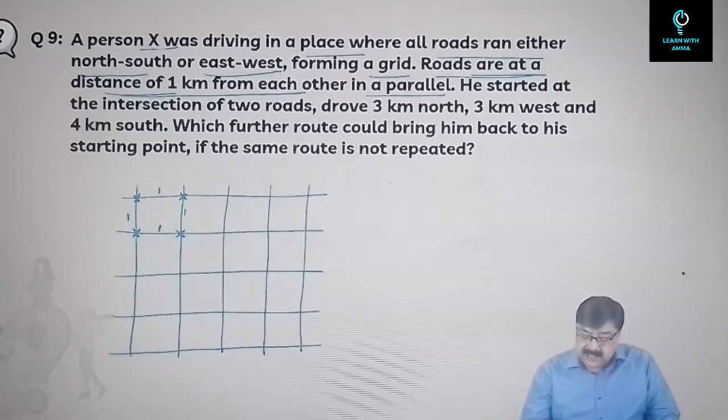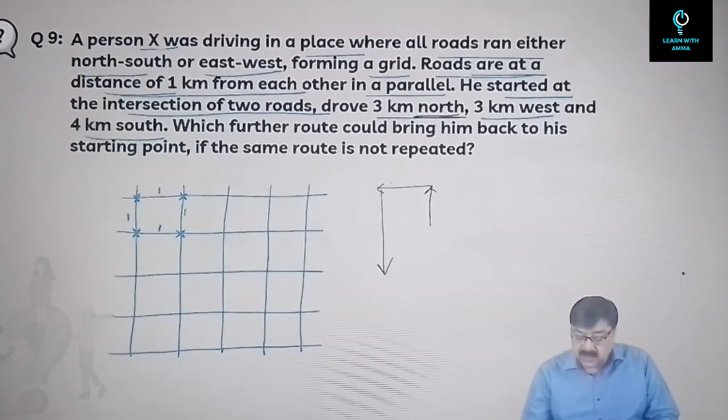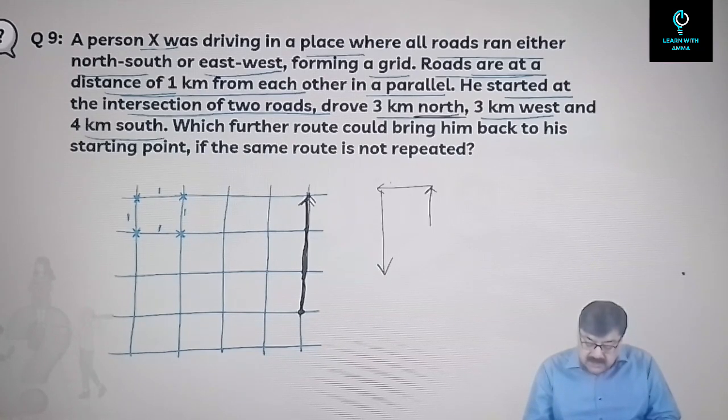Now the question says he started at the intersection of two roads, drove 3 kilometers north, 3 kilometers west, and 4 kilometers south. Now, while drawing the diagram, you should be very careful because you will need to move 3 kilometers to north and then 3 kilometers to west and then 4 kilometers to south. So this is how your diagram will look like. So you can start at this junction. So that 1, 2, 3. 3 kilometers this person has moved towards the north.